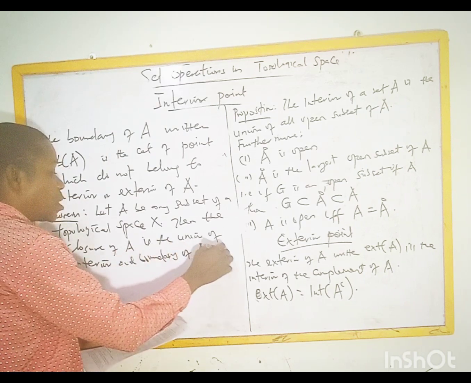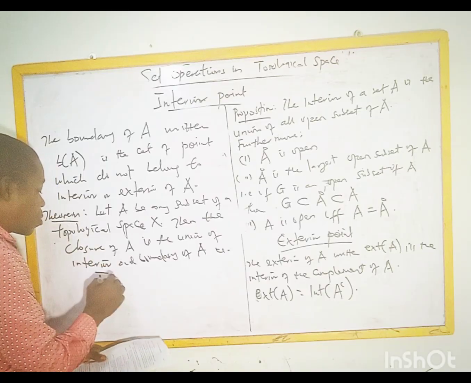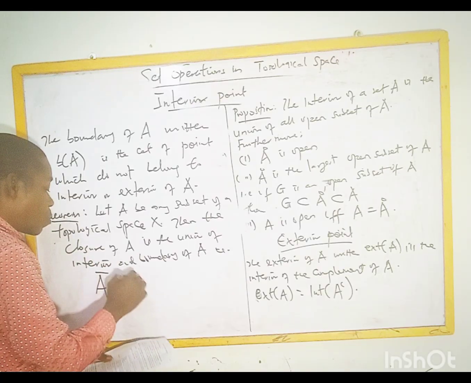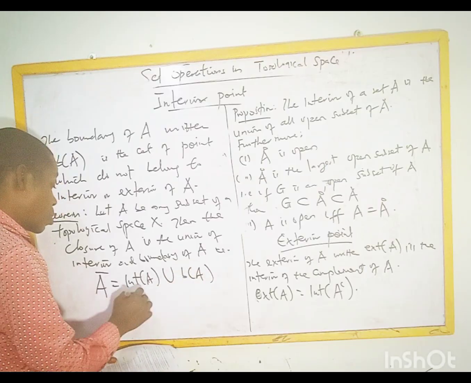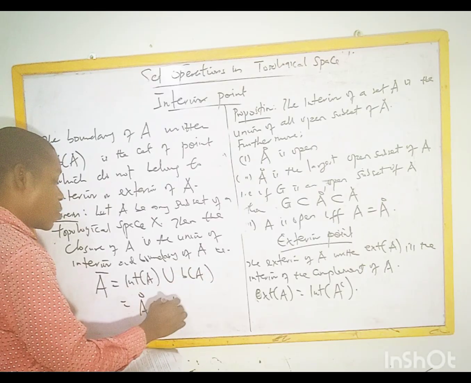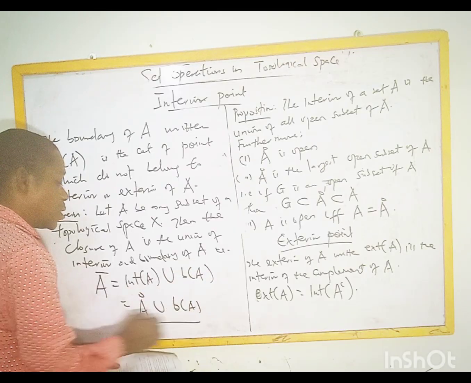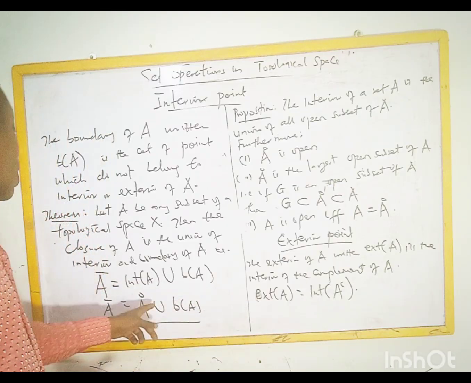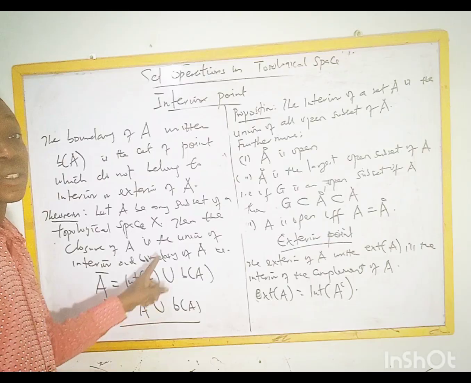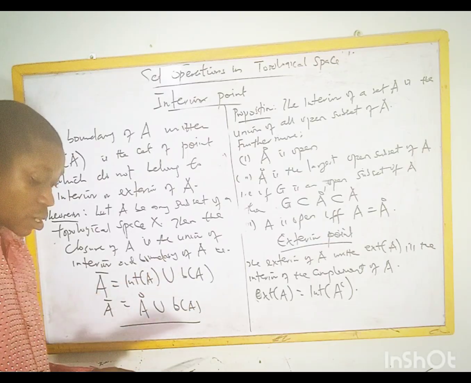That is, you can say the closure is equal to the interior of A union the boundary of A, or you can write it as A bar equals the interior of A union B of A. So this gives us the closure. That is, you can write the closure as the union of the interior points and the boundary points.